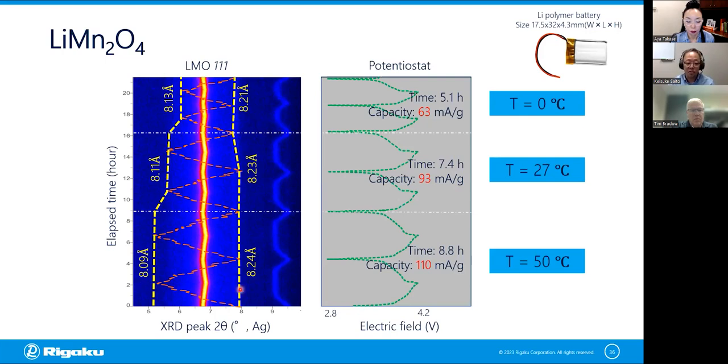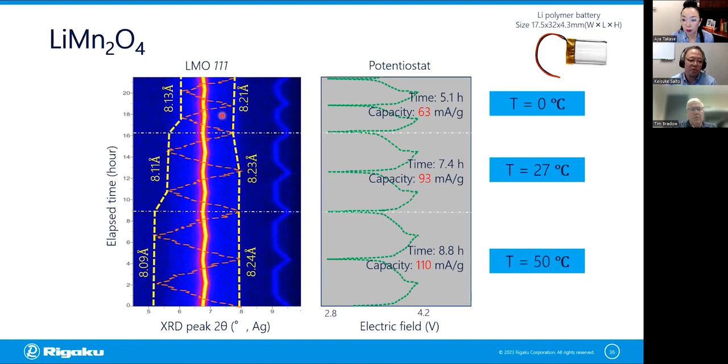At the higher temperature, the two dotted lines are separated larger compared to the lower temperatures. This means the lattice parameter changed more than at the lower temperatures. And this width, the lattice parameter change, is becoming smaller and smaller with decreasing temperature. This suggests the lithium ion is moving in and out much less under the low temperature conditions.